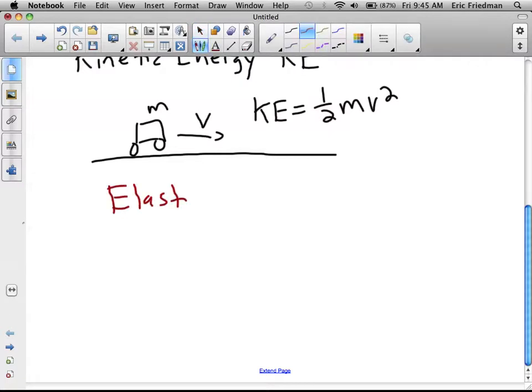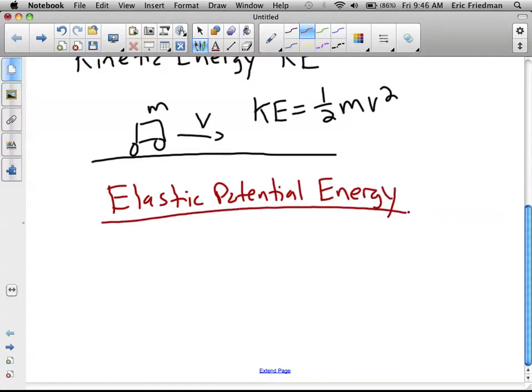Next thing we're going to move on to is what we call elastic potential energy. Now this one can actually be kind of tricky, and we're really going to idealize it. So we're just going to look at a very ideal form of it.